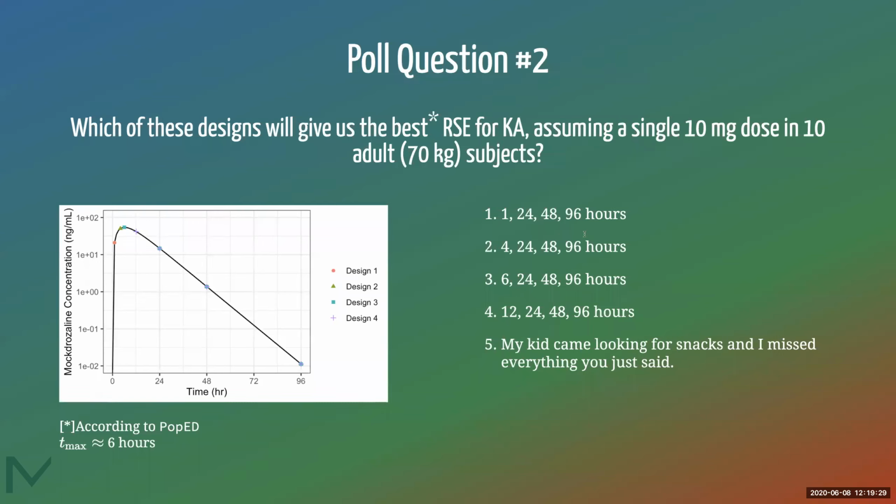Okay, I think that's enough time. So let's see what we picked. Okay. Oh, this is a fairly even distribution. Okay, so we're seeing the most popular was still only 44%. First sample goes at 1 hour. Next most popular was 4 hours, then 6 hours. Nobody said 12 hours, which I'm kind of relieved about. And someone's not paying attention, that's fine. Okay, let's see what the answer is.